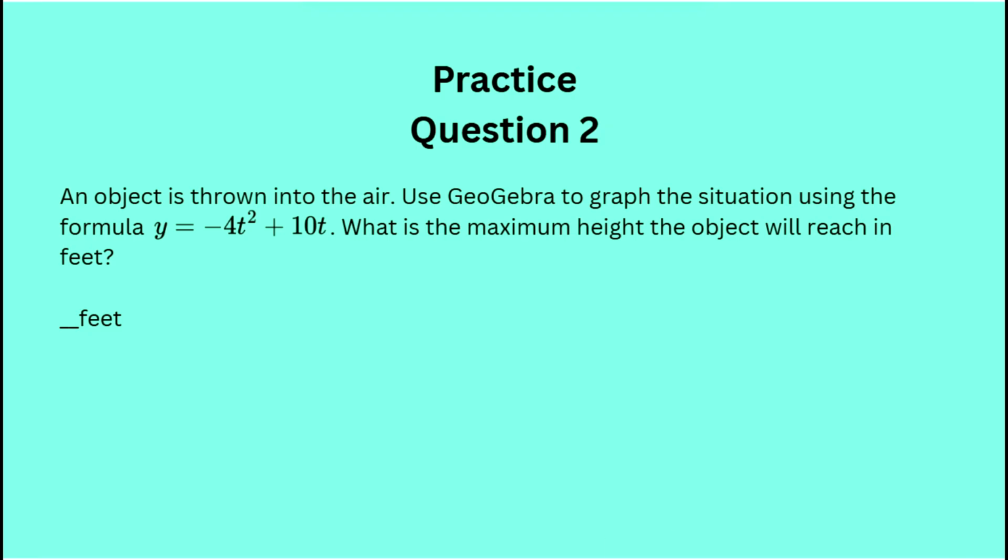Okay, here's practice question number 2. Make sure to write your answer down. An object is thrown into the air. Use GeoGebra to graph the situation using the formula y equals negative 4t squared plus 10t. What is the maximum height the object will reach in feet? So go do this, figure it out, and then we'll do it together.